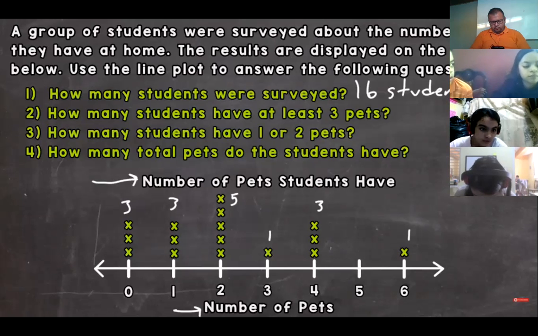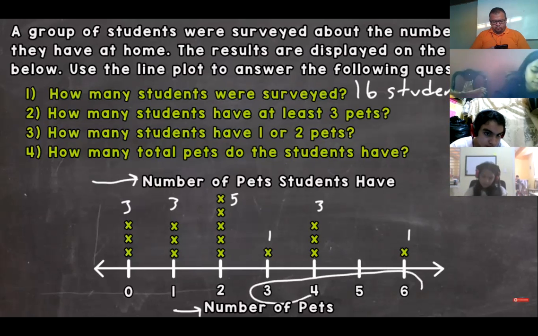So number 2, how many students have at least 3 pets? So at least means 3 or more, so we include 3. So let's see. Well, for 3 or more, at least 3, we need to look at this portion of the line plot. So we have 1 here for 3 pets, 3 for 4, and 1 for 6. So that is a total of 5 students.